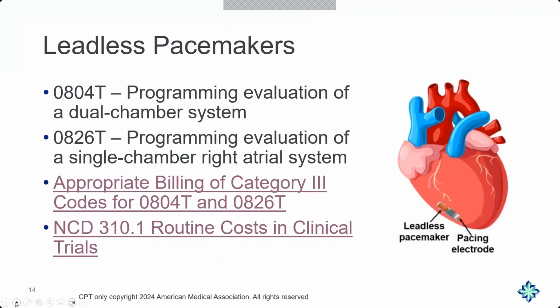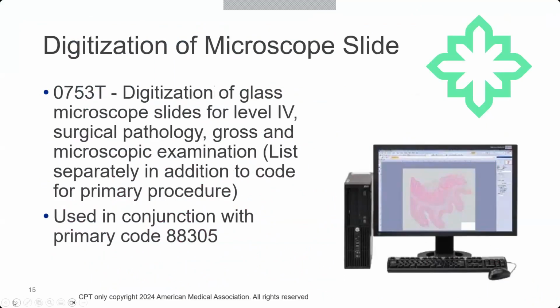As we move on, the next Category 3 code that we've seen issues or errors with more often is the digitization of microscope slides. I am tongue-tied today. This code describes the clinical staff work that's performed to scan and digitize items from glass microscope slides for immediate or later pathological diagnosis. So it's an add-on code, specifically describing digitization of that slide.